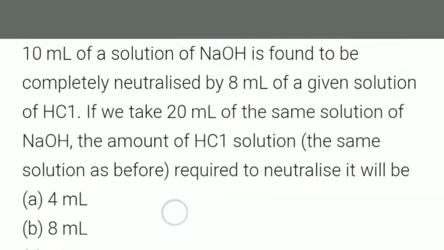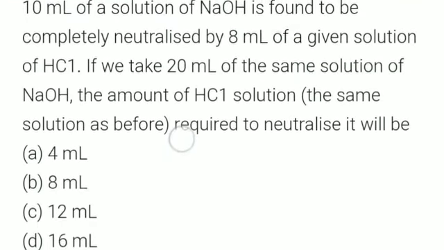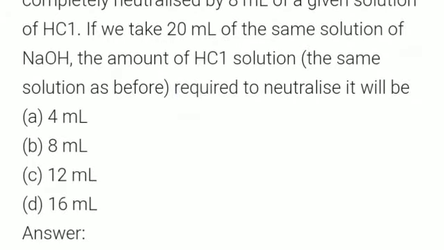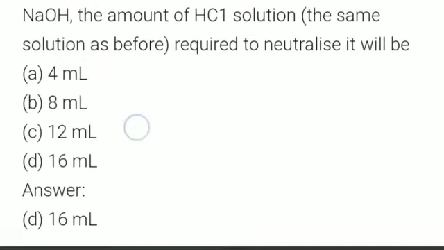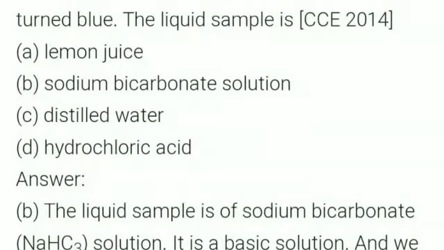10 milliliter of a solution of NaOH is found to be completely neutralized by 8 milliliter of a solution of HCl. If we take 20 milliliter, how much HCl will be required? For 10 milliliter, 8 milliliter is required, and therefore for 20 milliliter NaOH, just double, 16 milliliter of HCl will be required. So the correct option is 16 milliliter, that means D.